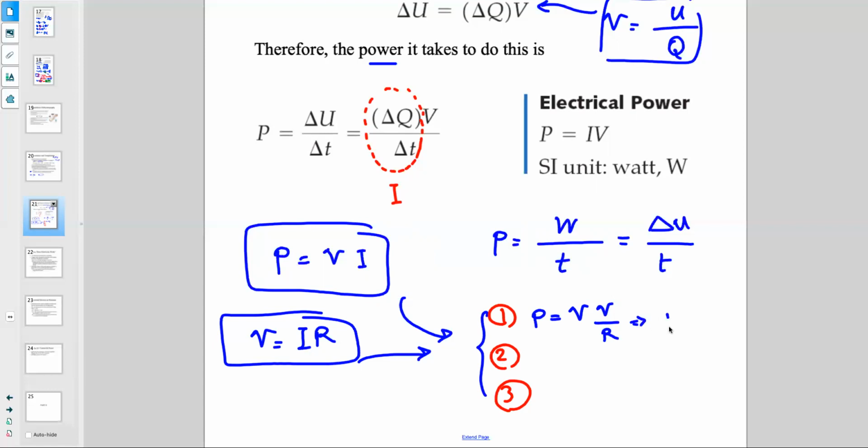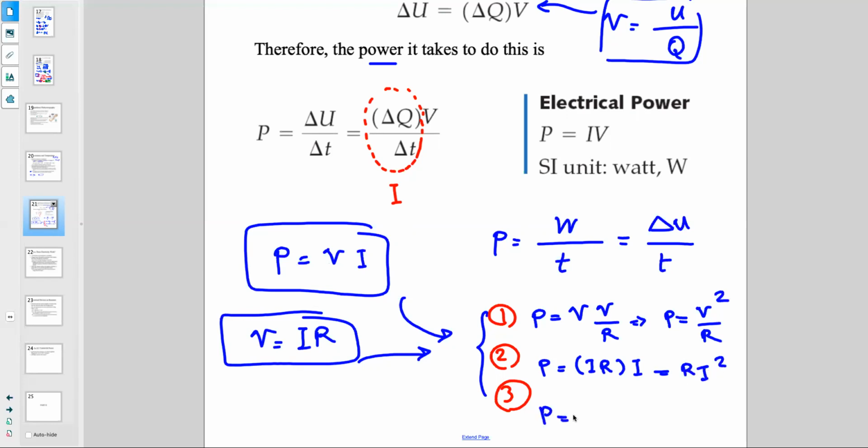So you have P equals V squared over R. I can write V as IR and put it right there. So I have IR times I. So you have R I squared.